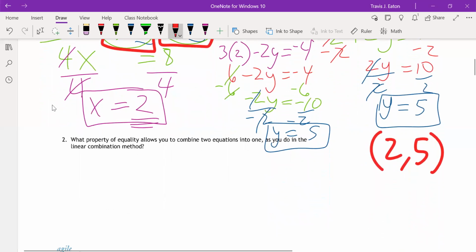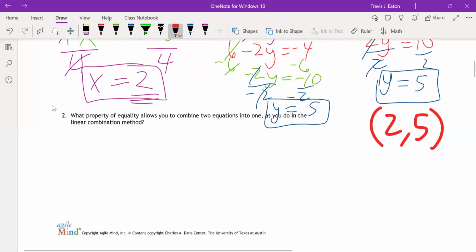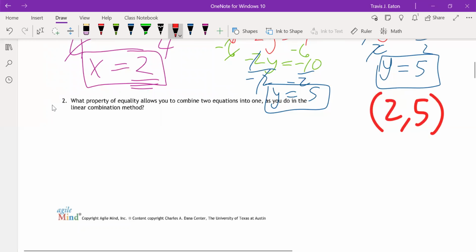Now, there's a property of equality that allows us to do this. And that's question number 2. What property of equality allows you to combine two equations into one? So it's the addition property of equality. And let me write that out for you. It's kind of a weird little deal.